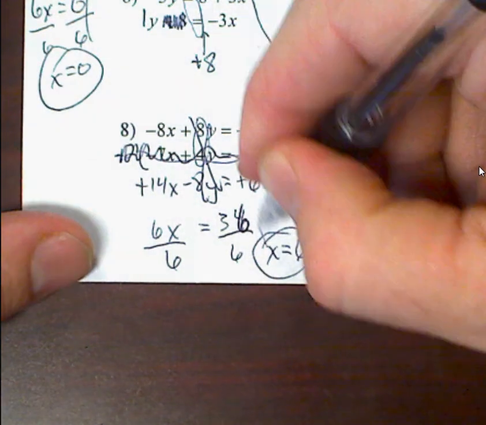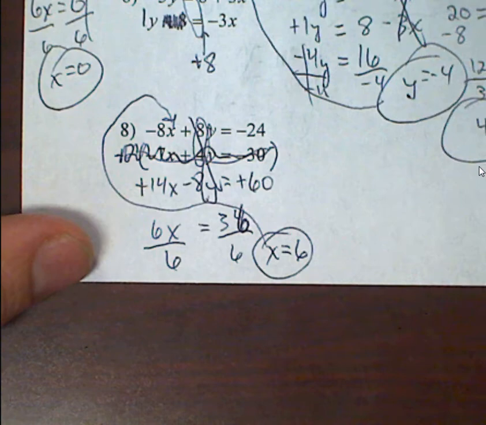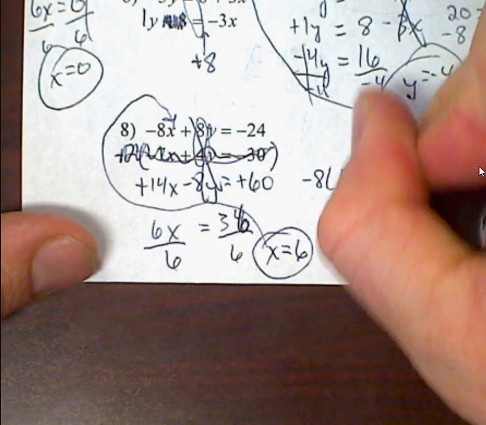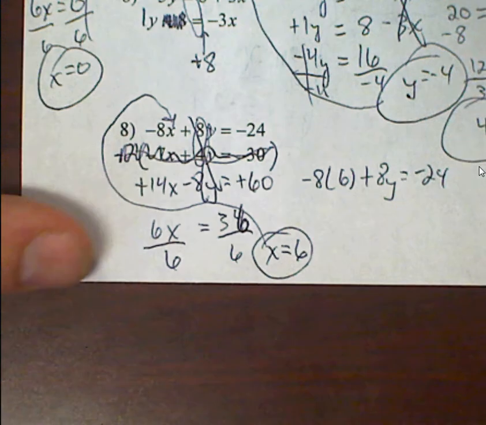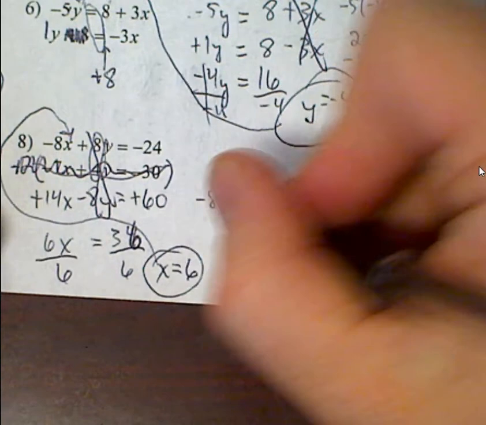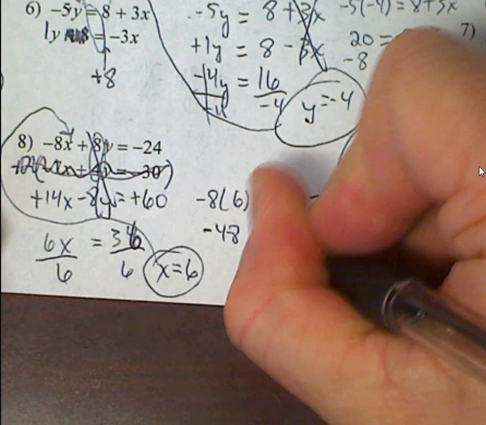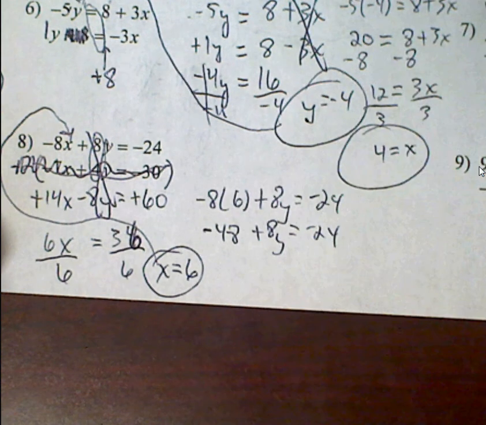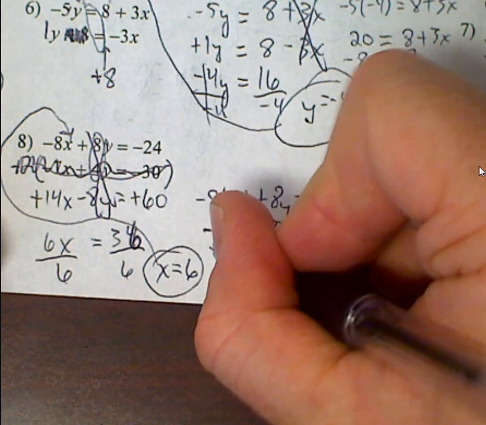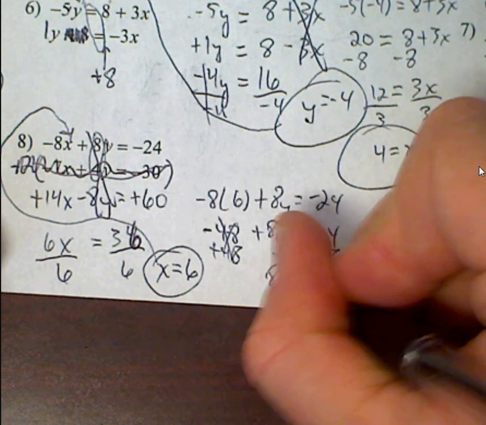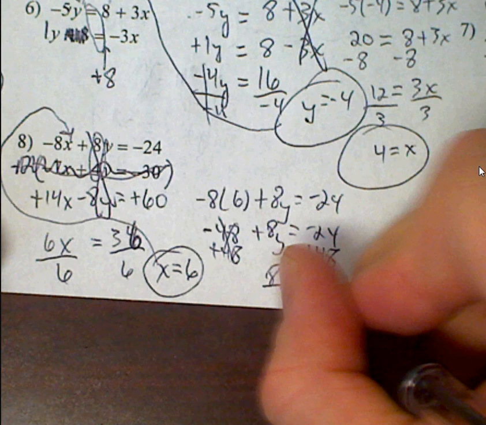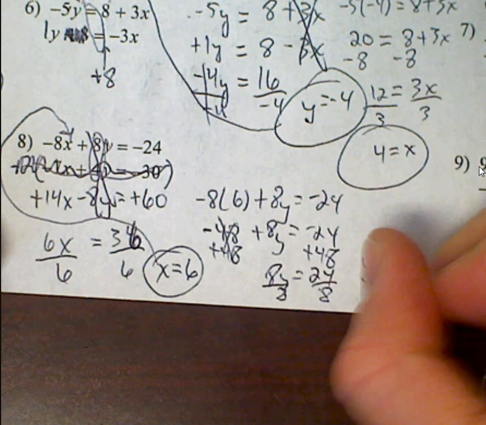If x equals 6, I'm going to put it back into my original equation. Negative 8 times 6 plus 8y equals negative 24. This gives me negative 48 plus 8y equals negative 24. I'm going to add 48, 8y equals 24, divide by 8, y equals 3.